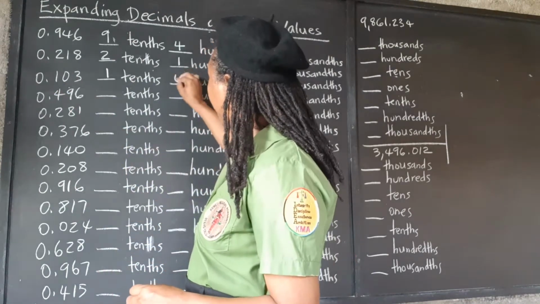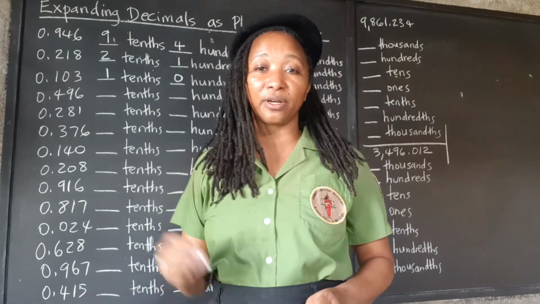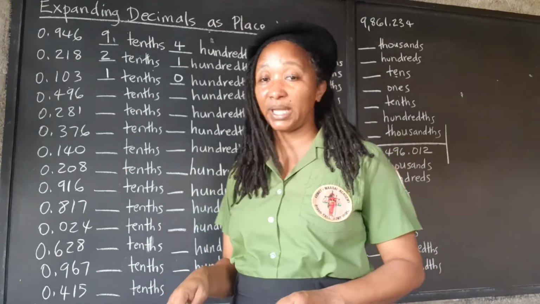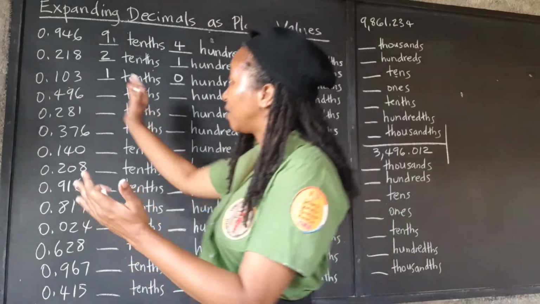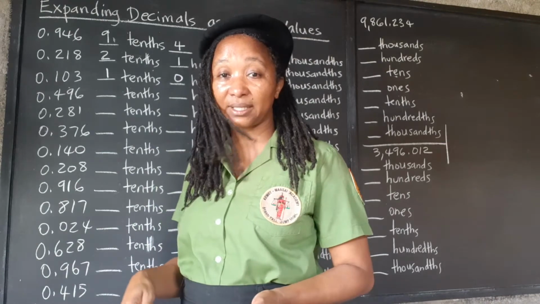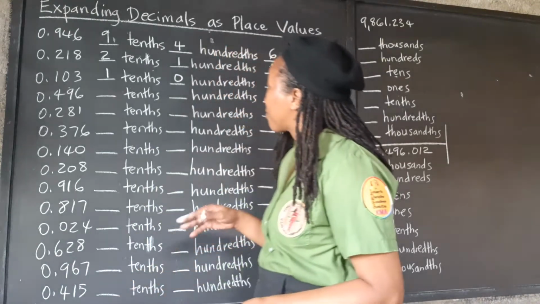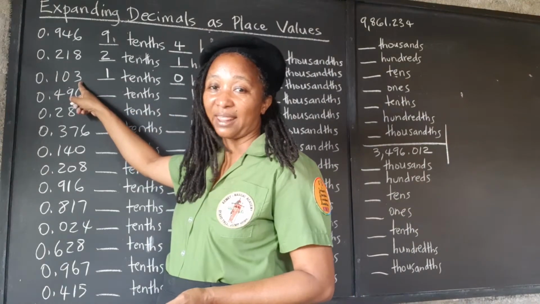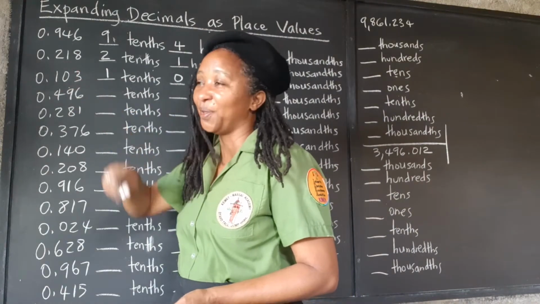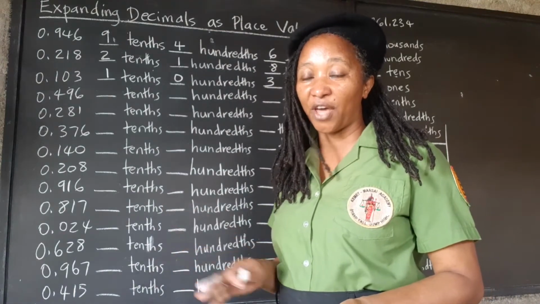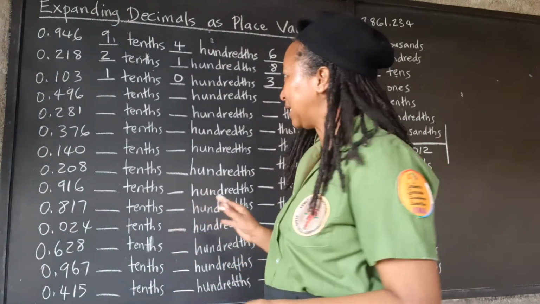Alright, so 0.103: 1 is in the tenths place, and we have nothing in the hundredths place. So we're just going to fill in our universal placeholder, the 0, to indicate that there's nothing in the hundredths place. But we can't just ignore the place. We must hold that place, right? And 3 is in the thousandths. Those of us with a lisp, you have to say it very carefully. Thousandths place.